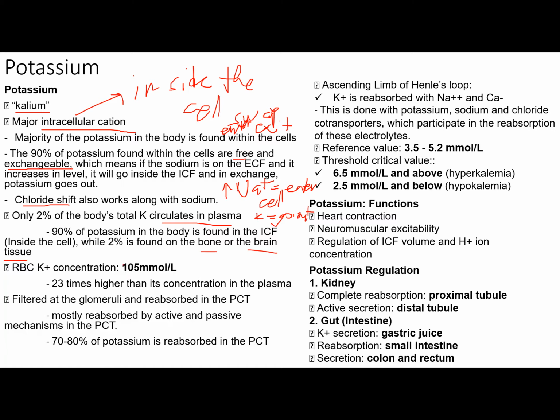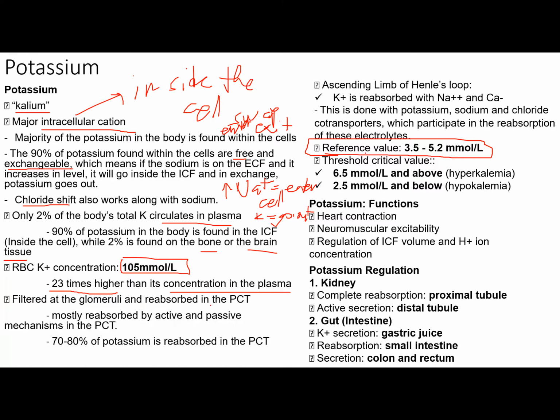RBC potassium concentration, class, is 105 millimole per liter. That is how much there is inside the cell, 105 millimole per liter. This is 23 times higher than its concentration in the plasma. So when you look at the plasma, the reference value of potassium in the plasma is around 3.5 to 5.2 millimole per liter. Very far from the concentration found inside the cell.